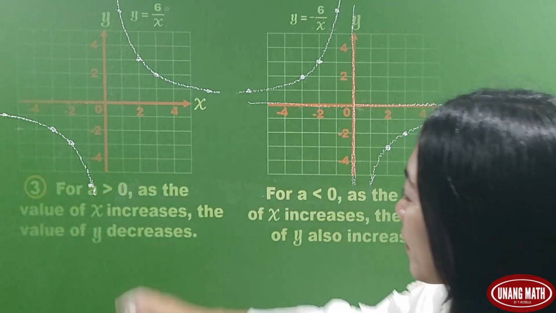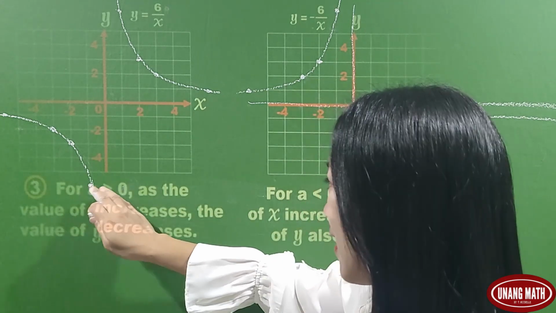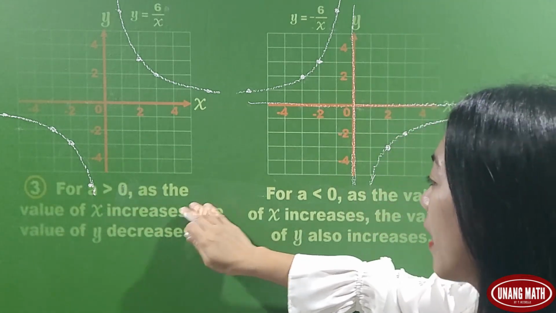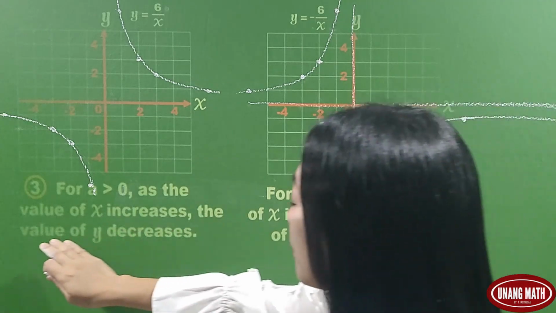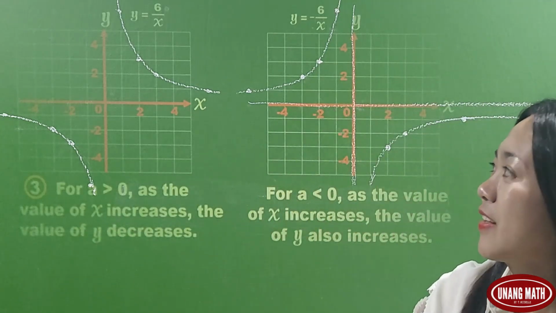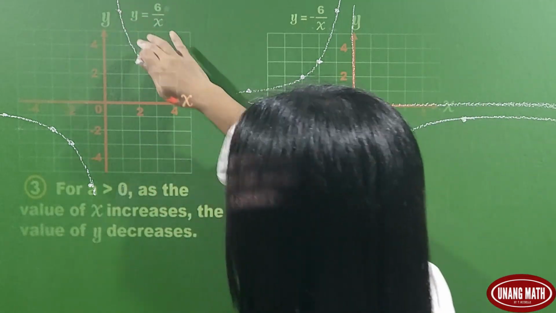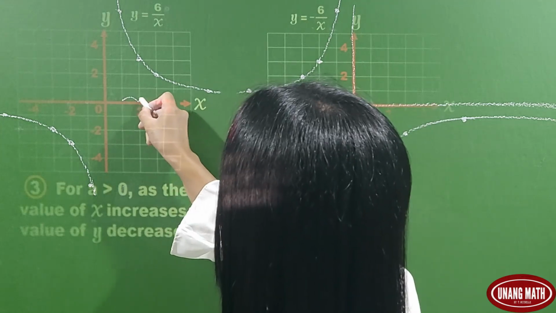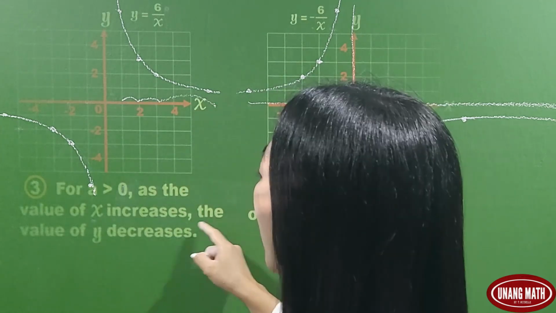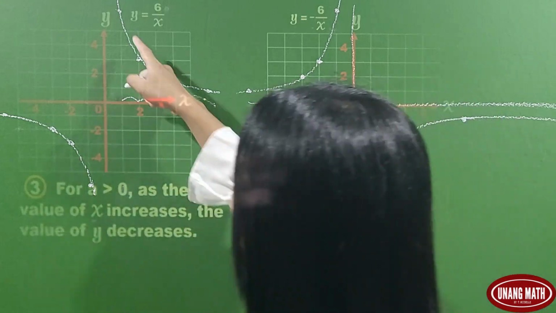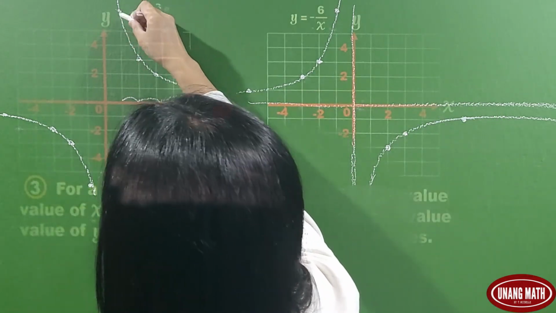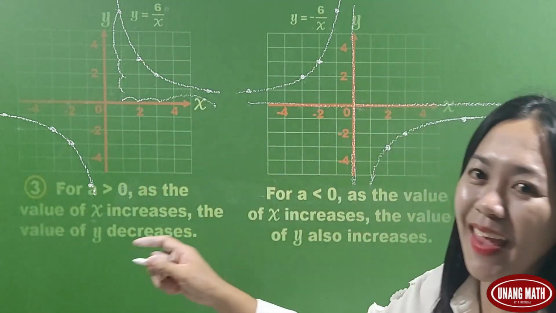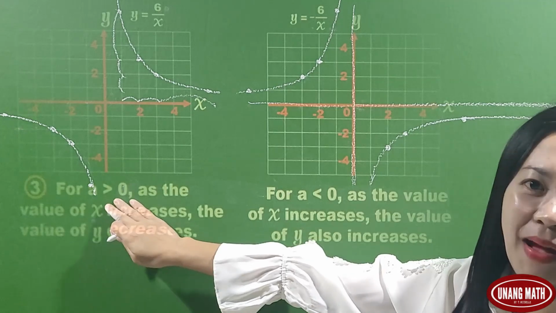Okay, moving on. For a greater than 0, meaning if a is a positive number, as the value of x increases, the value of y decreases. Take a look at this graph. The value of x increases, so from 1 to 2 to 3 to 6, the value of y decreases, because from 6 to 3 to 2 and to 1. That is if a is a positive number.